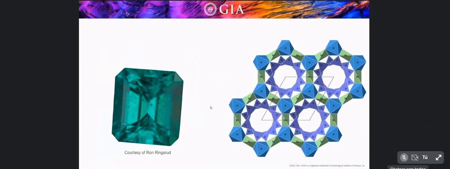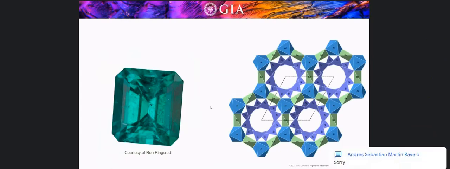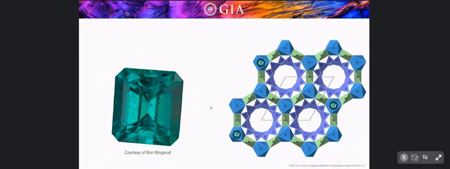Now, we take that goshenite, the nearly pure beryl, and we add some chromium to it. So we replace some of those aluminum atoms with chromium atoms, and all of a sudden we get this green color that we're familiar with in emeralds. Now, when white light enters the emerald, it bounces around inside the stone, and green light comes back to us through our eyes. So what's going on here?